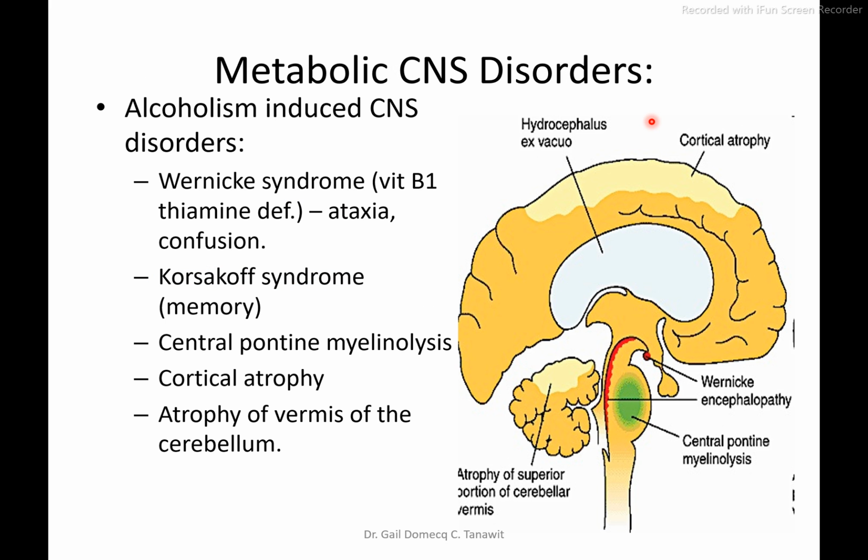Now for the metabolic CNS disorder, alcoholism induced CNS disorder. So yung mga manginginom can develop a Wernicke syndrome due to the vitamin B1 or thiamine deficiency. This can lead into ataxia or confusion. Also, Korsakoff syndrome, we have the memory impairment. Then there can be also central pontine myelinolysis, cortical atrophy, okay, and even aside from the cortical atrophy, there can be a cerebellar vermis atrophy.